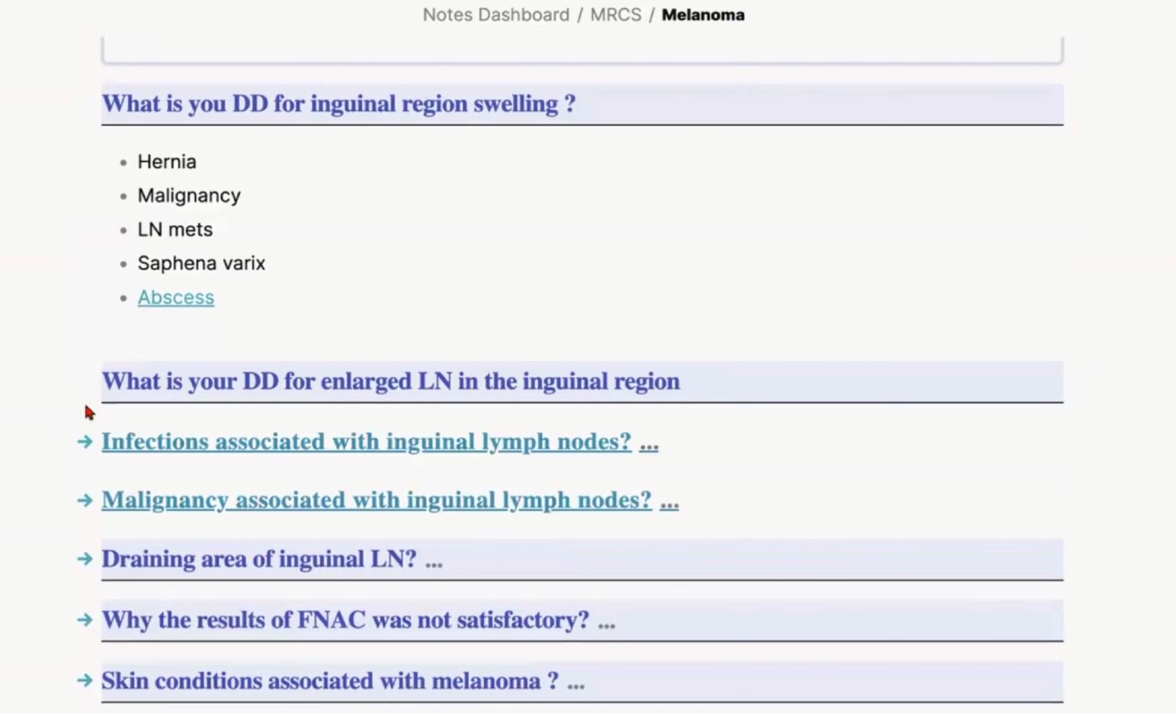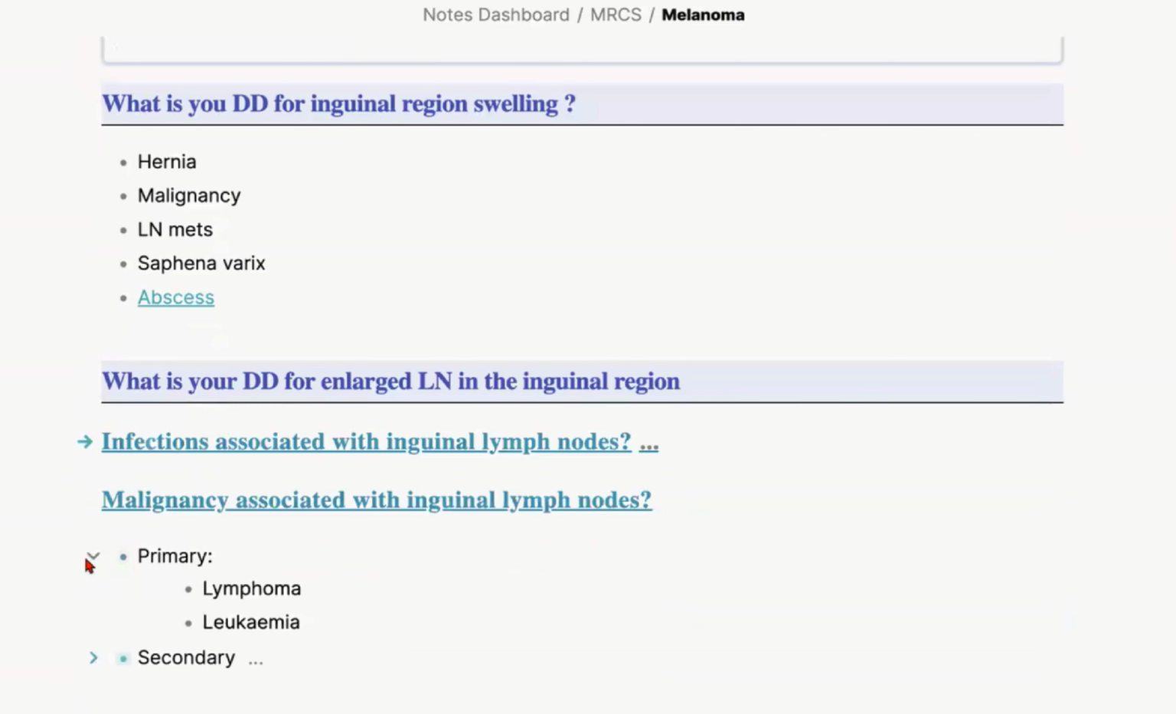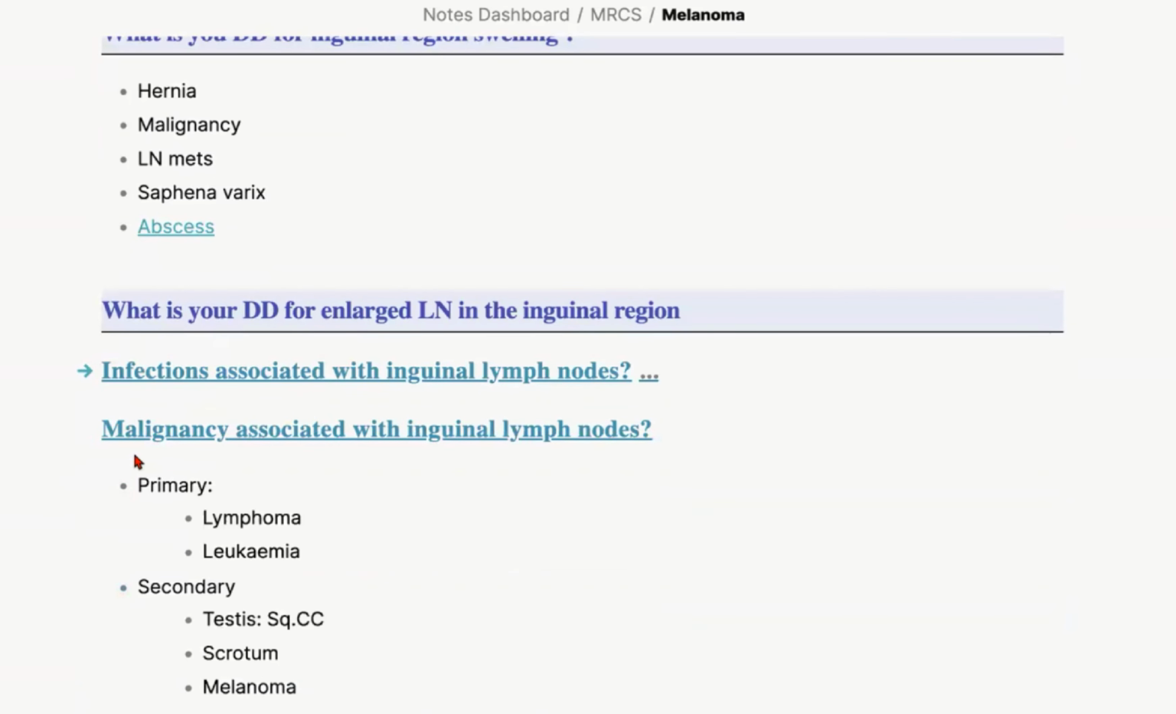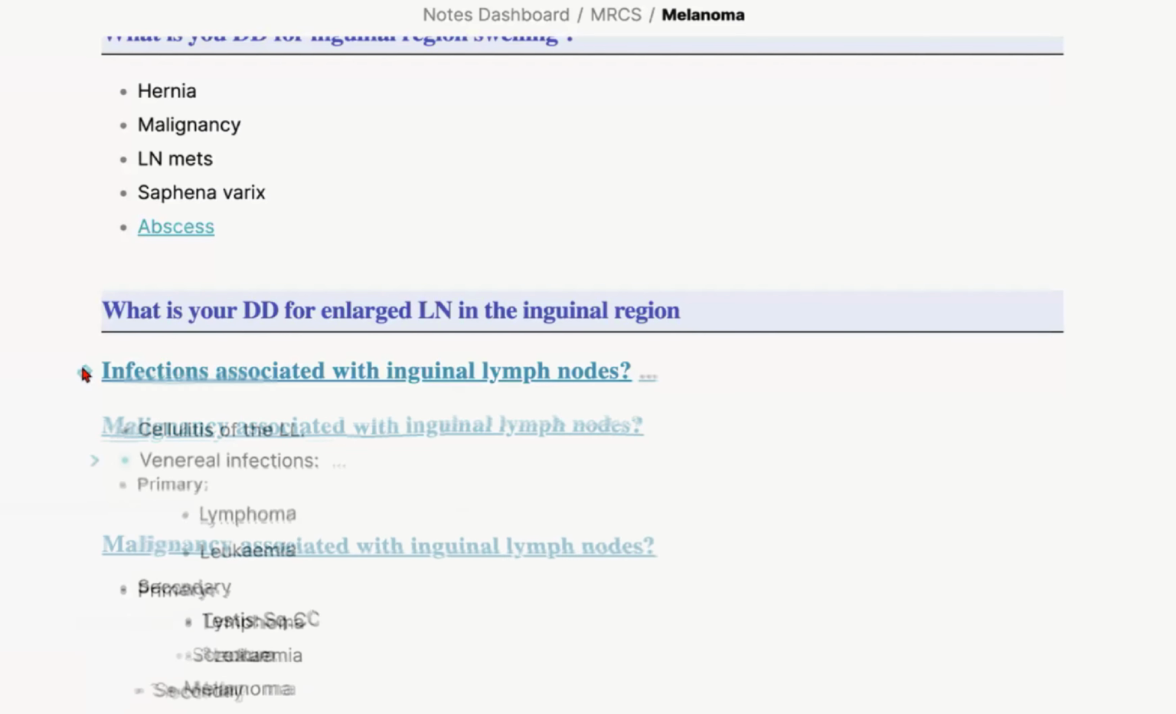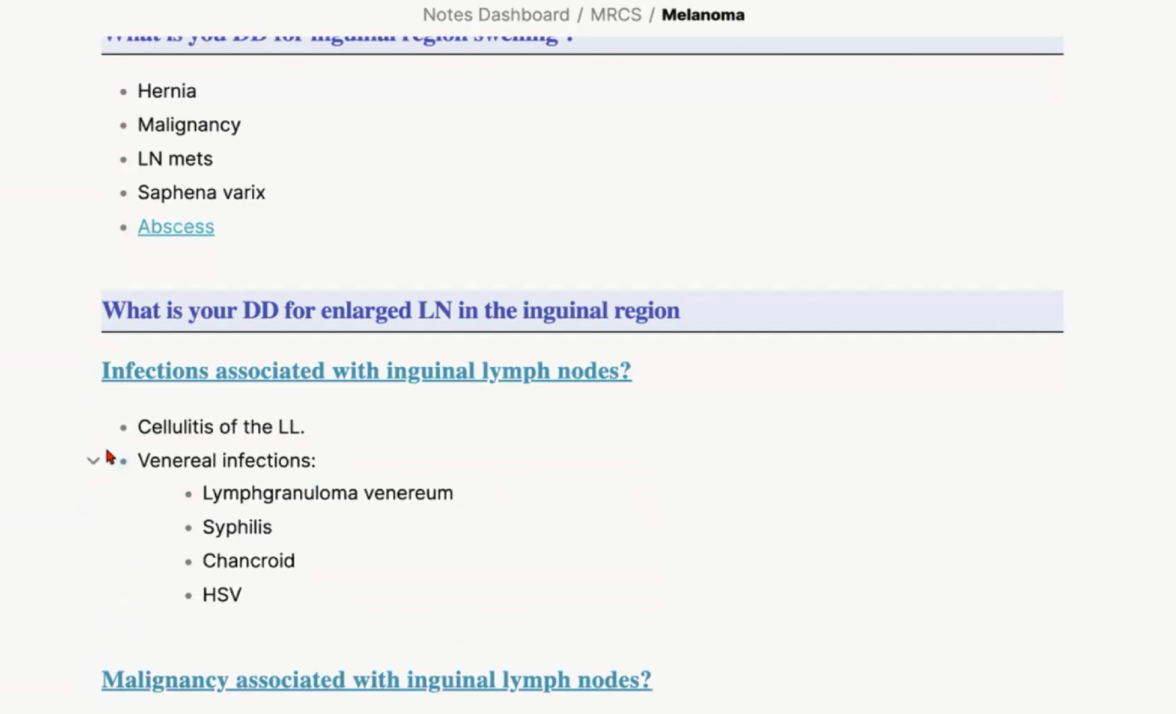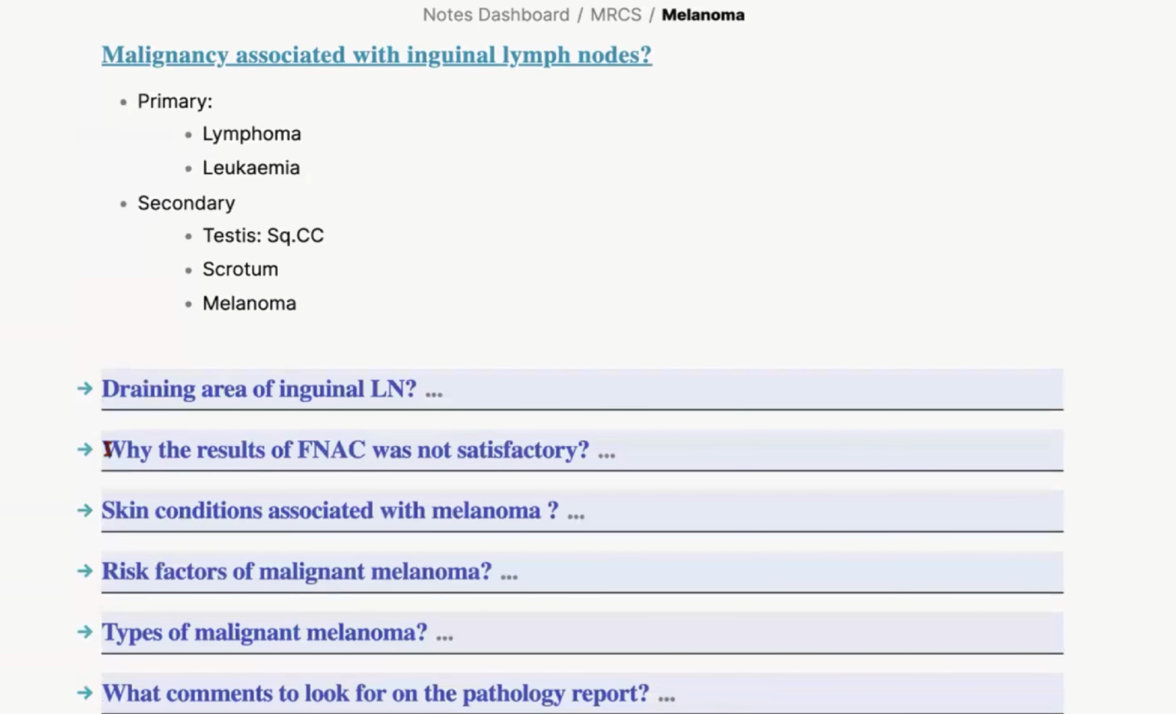Answer here is a bit incomplete. So malignancy could be primary. Melanoma is not necessarily metastatic, but the malignancy associated with inguinal lymph nodes could be primary, such as lymphoma or leukemia, and secondary, which could come from any area in the region, the testis and the scrotum. And the infection associated with lymph nodes, including cellulitis and also venereal infections such as chancroid, right, and syphilis and lymphogranuloma venereum, etc. The draining area of the inguinal lymph nodes: it drains the whole lower limb, the skin, the lower abdomen, and also the anal and genital region.